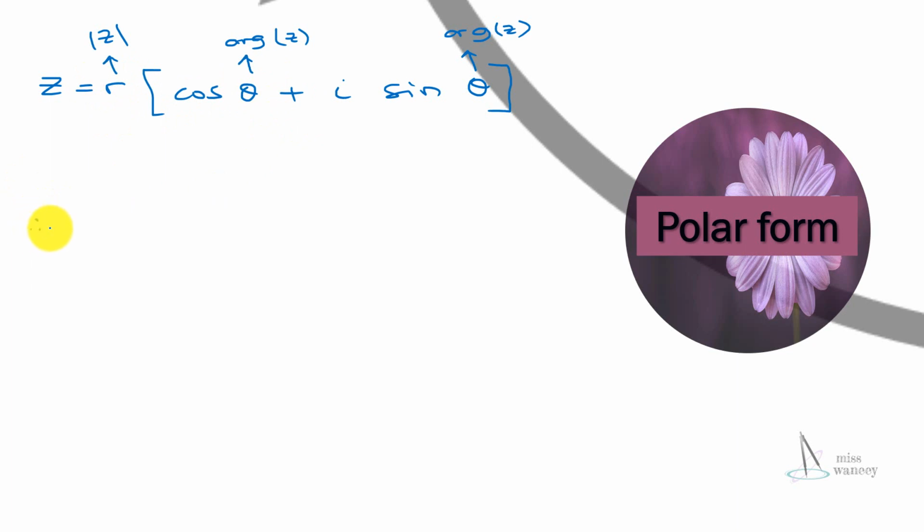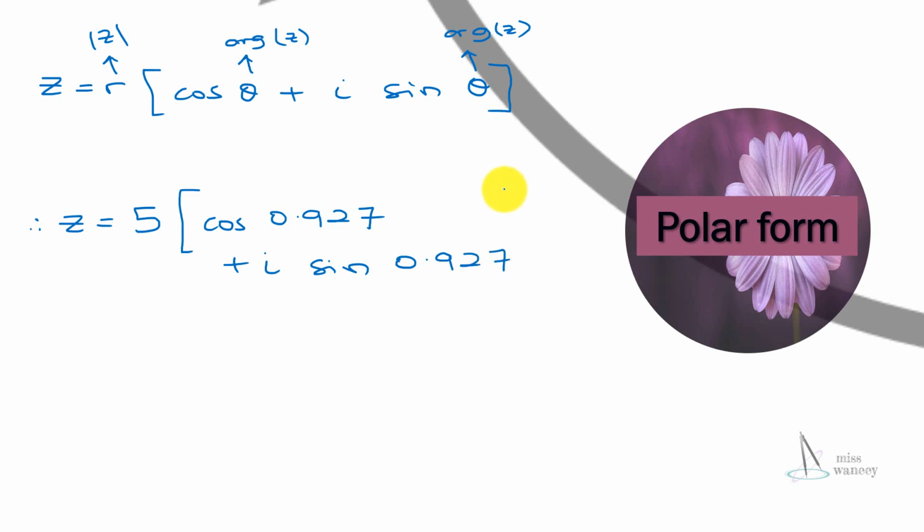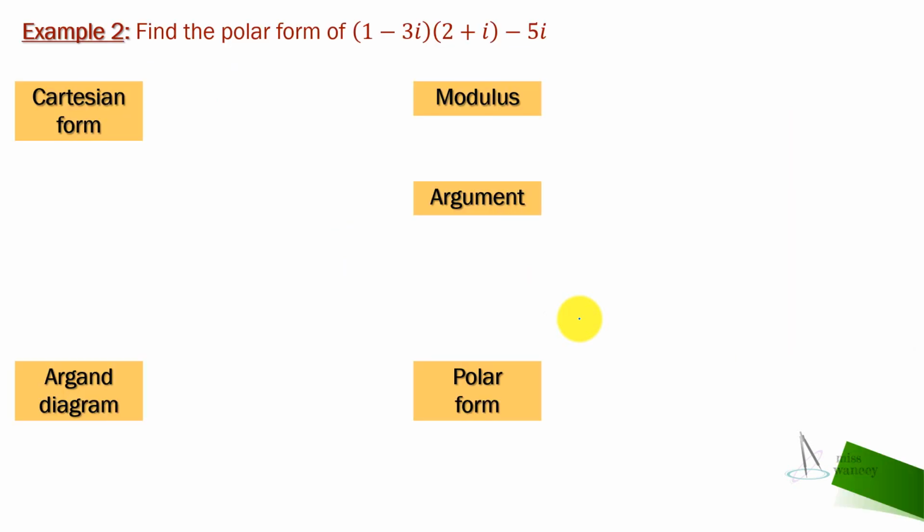Now to write it down in polar form, z is equal to r. Before this we have 5. So now cos 0.927 plus i sin 0.927. That is our z in polar form. Let us proceed with the next question.